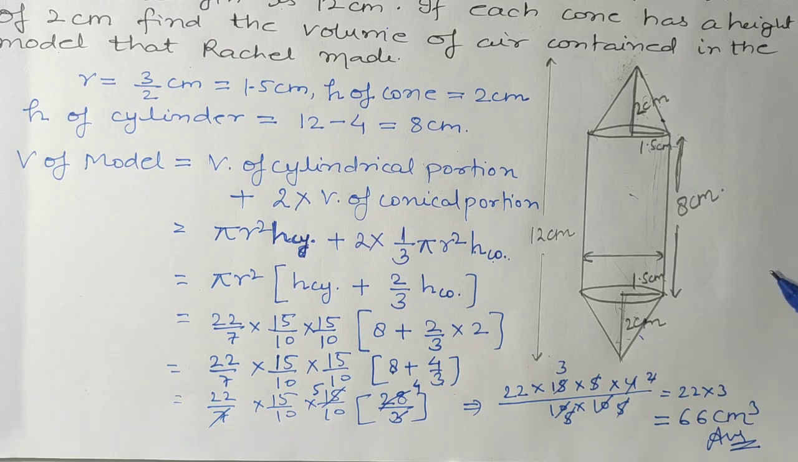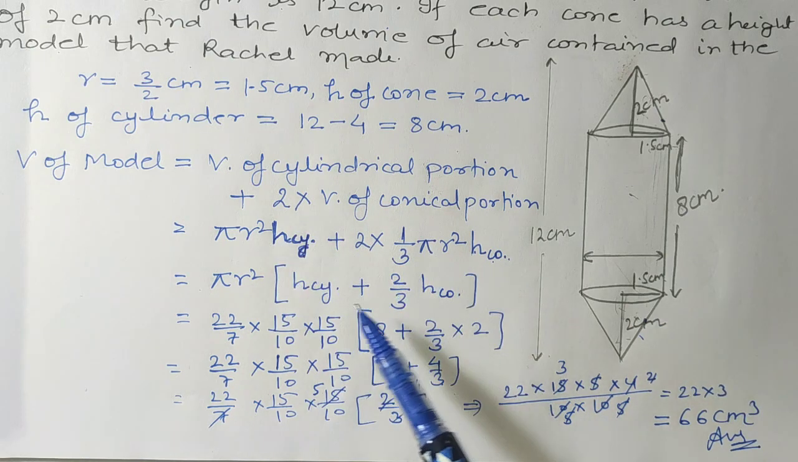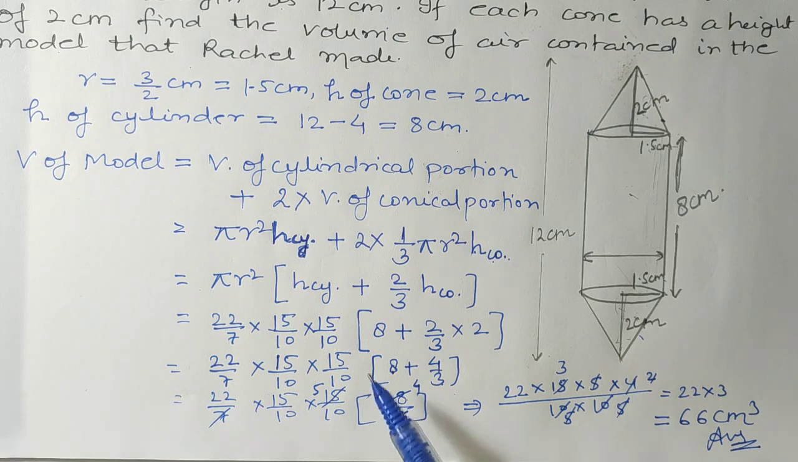So what was the main concept here? That we have to add the volume of the cylinder to the volumes of two cones that are attached on the ends of the cylinder. And after that we have written the formula and then we have solved. So it was only the calculation here. After calculating it, you will get your answer.